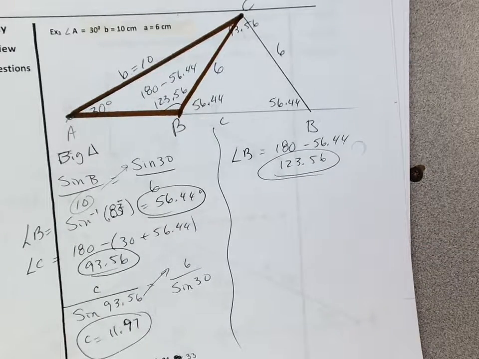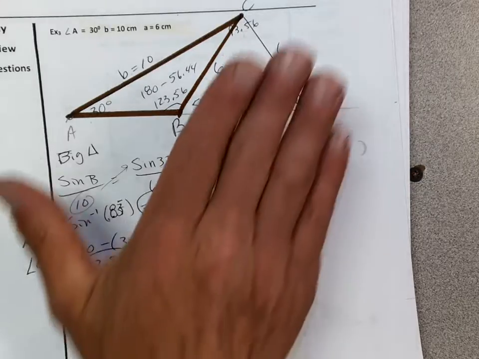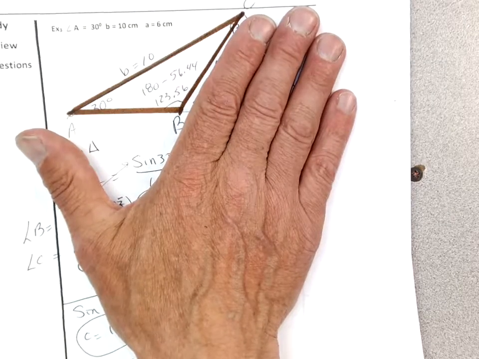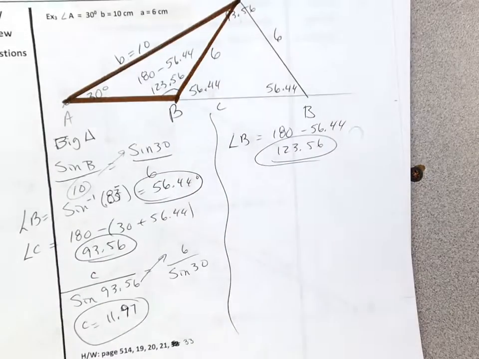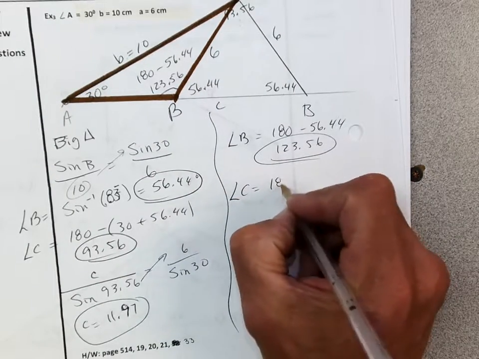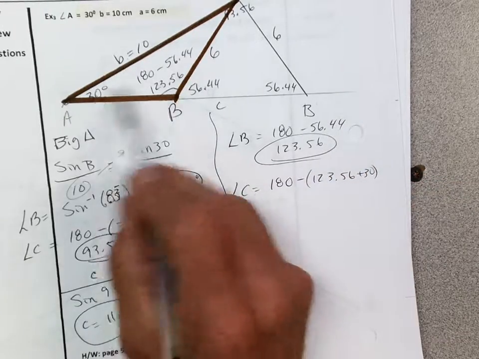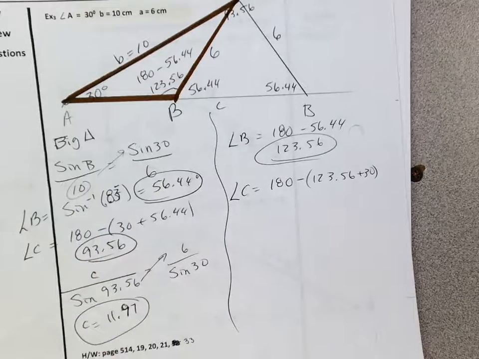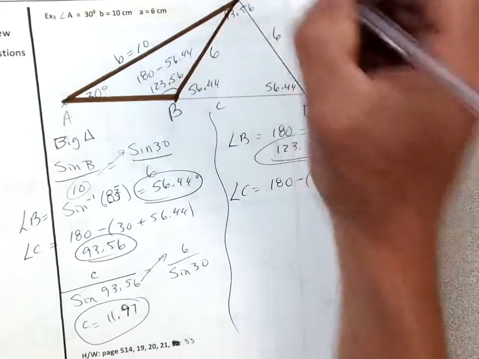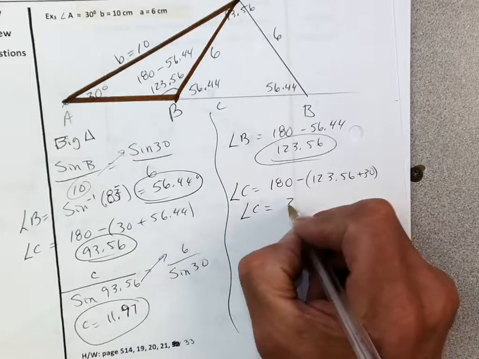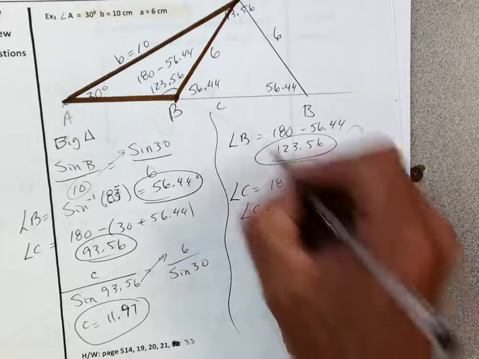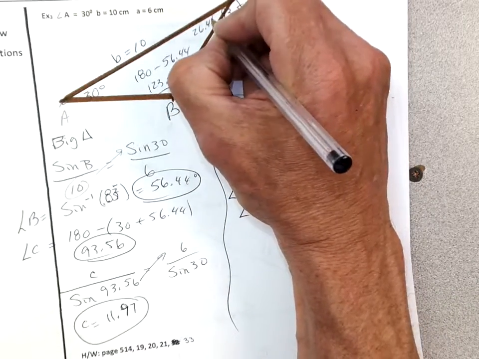How am I doing? Okay. Now, again, it's a totally different triangle, right? So that means angle C is going to be a different angle also, right? So to find angle C, well, that's easy. 180 minus my 123.56 plus my 30. So add these two and subtract from 180, right? So 180 minus my 123.56 plus my 30. And I get an answer about 26.44. So this angle up here, angle C, is 26.44 degrees. Okay, so that's 26.44 degrees, right?